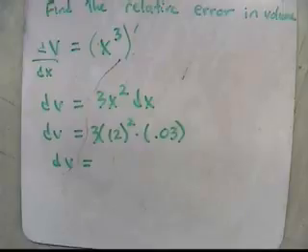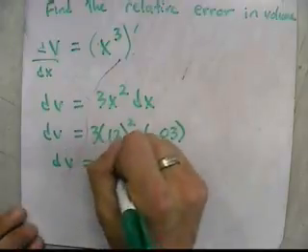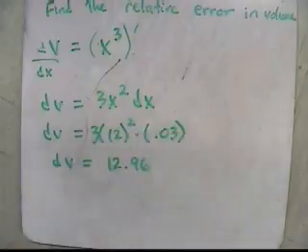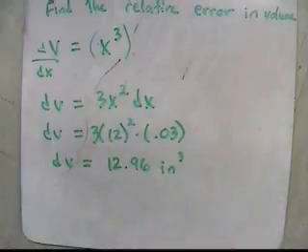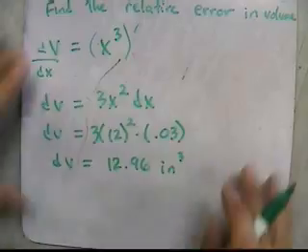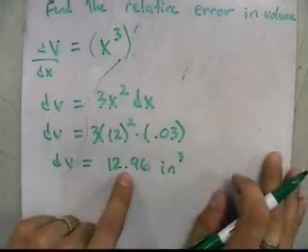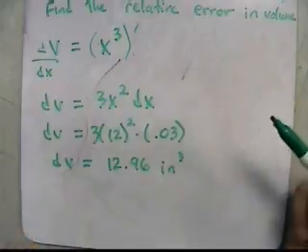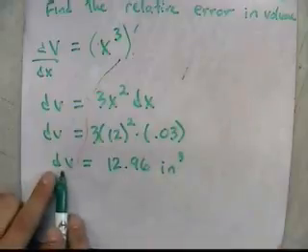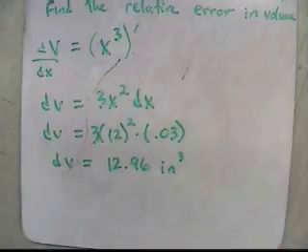Did you guys get it already? 12.96. Okay, now that's the volume, so this is going to be inches cubed. So we're changing 12.96 cubic inches, which maybe sounds like a lot, maybe sounds like a little. I'm not really sure, right? It depends on how big the actual thing is going to be. Well, what I just found, 12.96, they call that the propagated error, which is the error in the actual volume. So that's the first part, finding the propagated error, which is finding the change in V. How much is that volume changing?